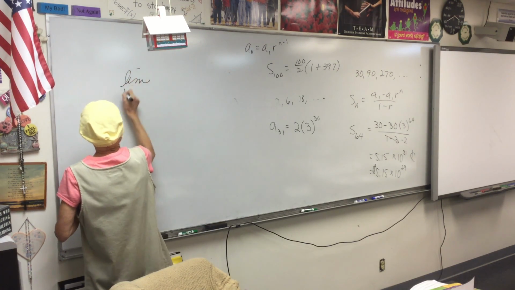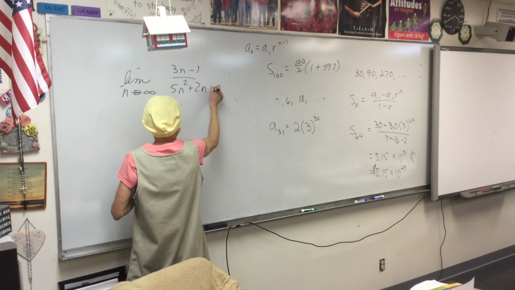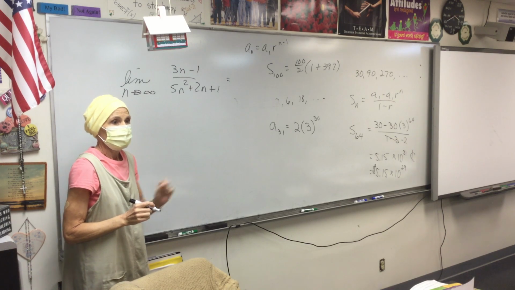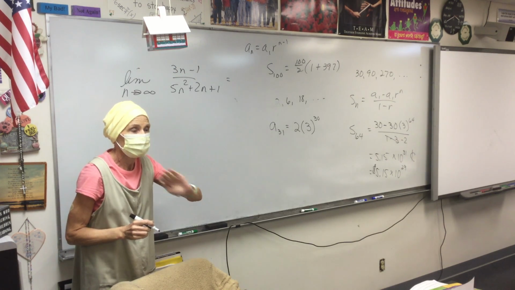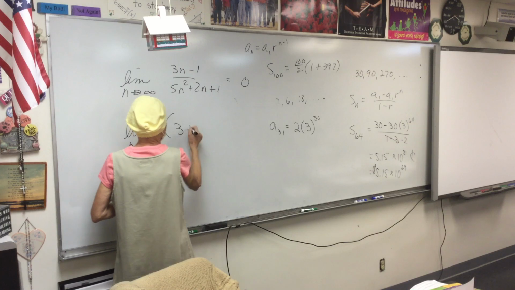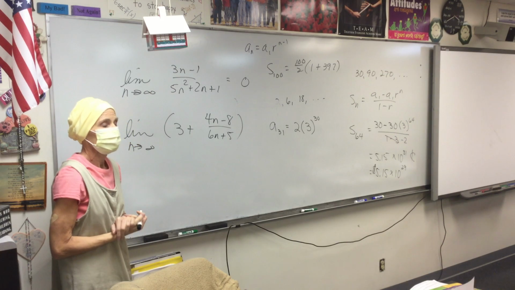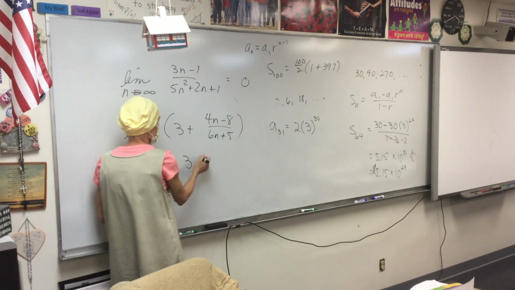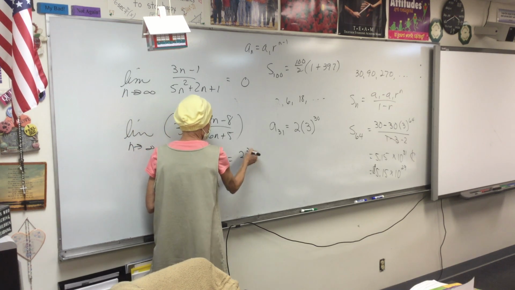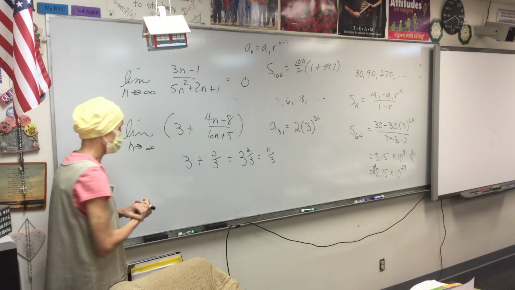So if we had, what would that limit be? 0. Why is it 0? Because the bottom is bigger. The power on the bottom is bigger. Good. What about this one? What would that one be? 3 plus 2/3, 4/6, 2/3. So 3 2/3 or 11/3. Everybody okay with that? All right, one more.